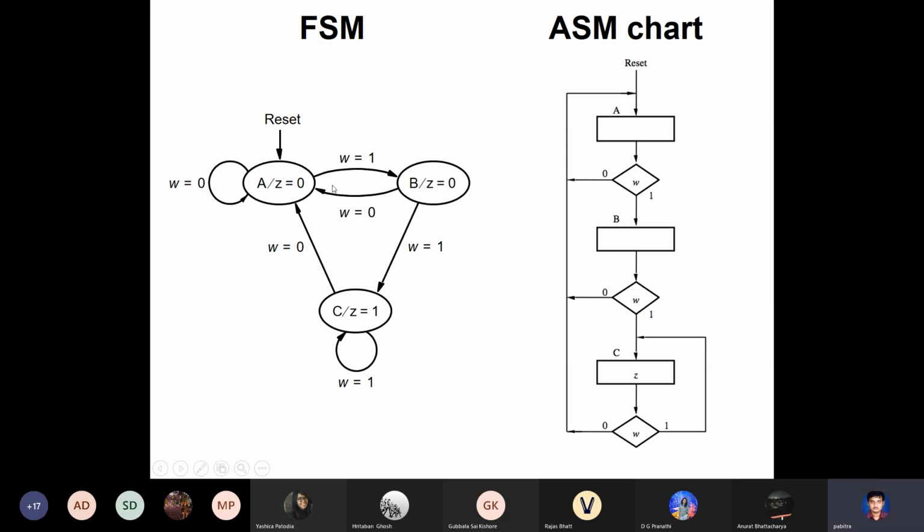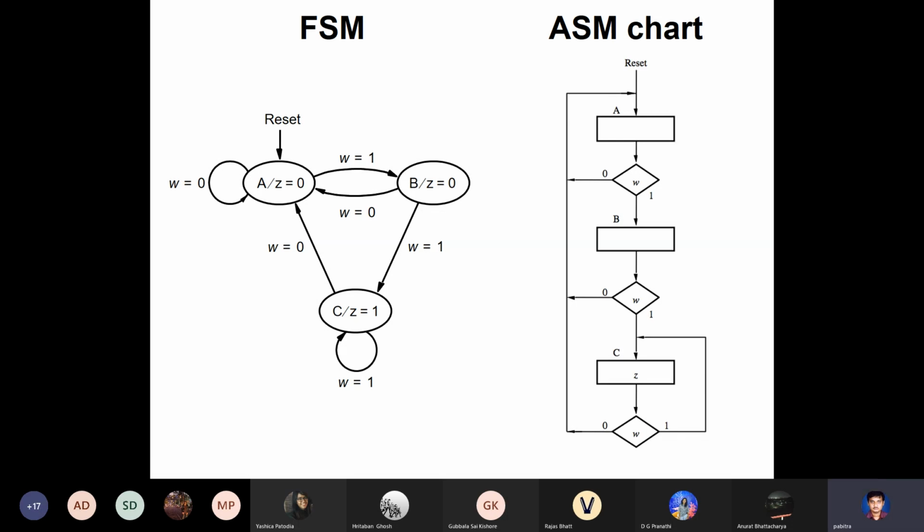All right. And there are these state transitions. There is no conditional output, there is only unconditional output. You could have had some conditional outputs also. And then W is an input. Depending on the value of W, you go from one state to the other. If you are in A and W is 0, you stay back in A. If you are in A and W is 1, you go to B, and so on. Okay, so this is the transition diagram.